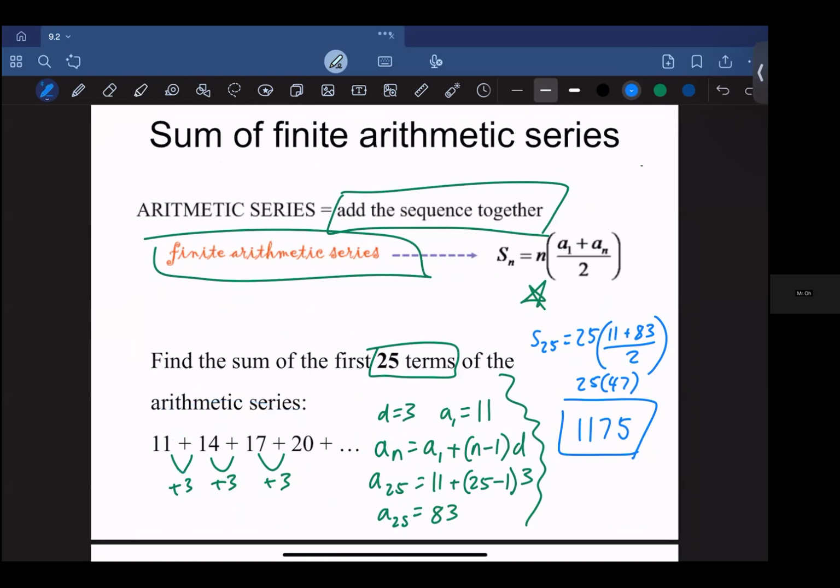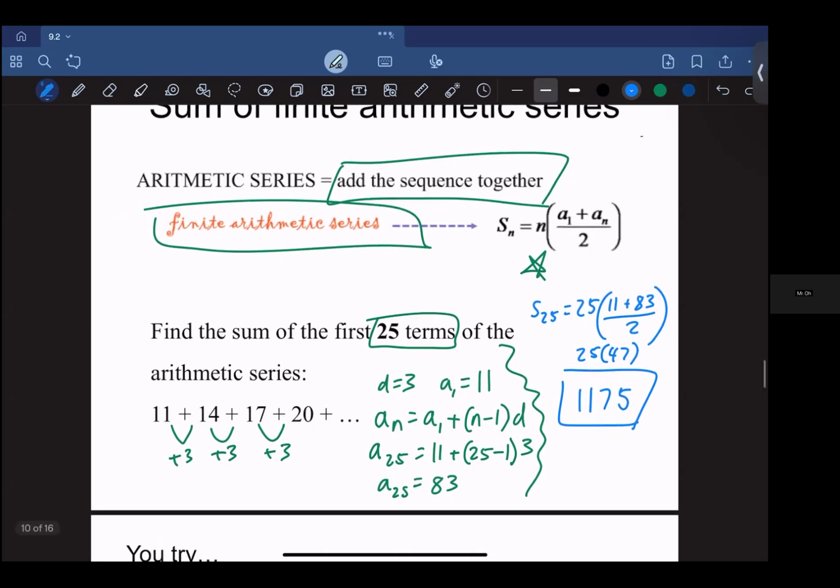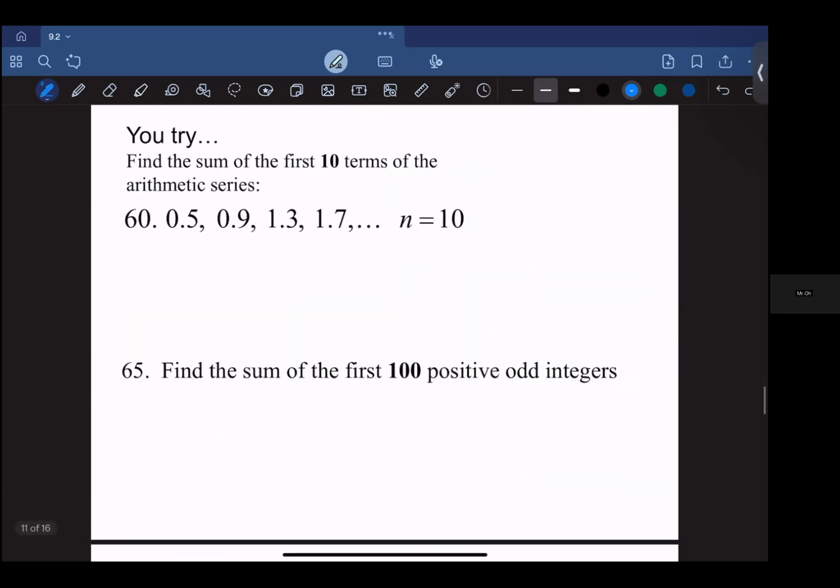Originally, we would have to do it one by one and then add it all up, but this is a nice little shortcut. So let's have you try the next one. Go ahead and pause the video if you want to try it first.